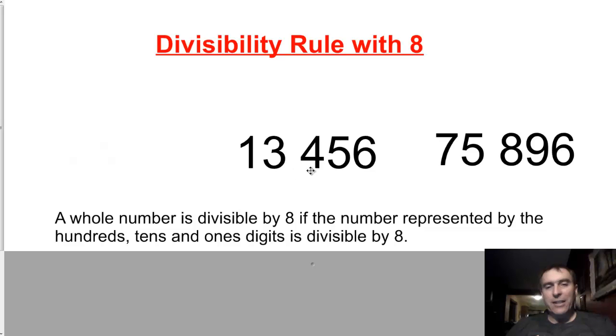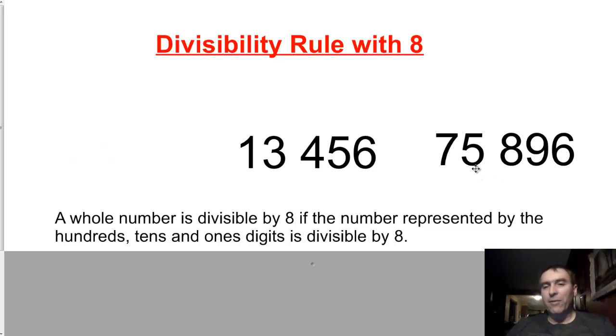What about 13,456? We don't have to concern ourselves with the thousands because every thousand is divisible by 8. So that's why we don't have to concern ourselves with it. So you just look at 456. Does 8 go into 400? Yes, it does. Does 8 go into 56? Yes, it does. So yes, indeed, that entire number is divisible by 8.